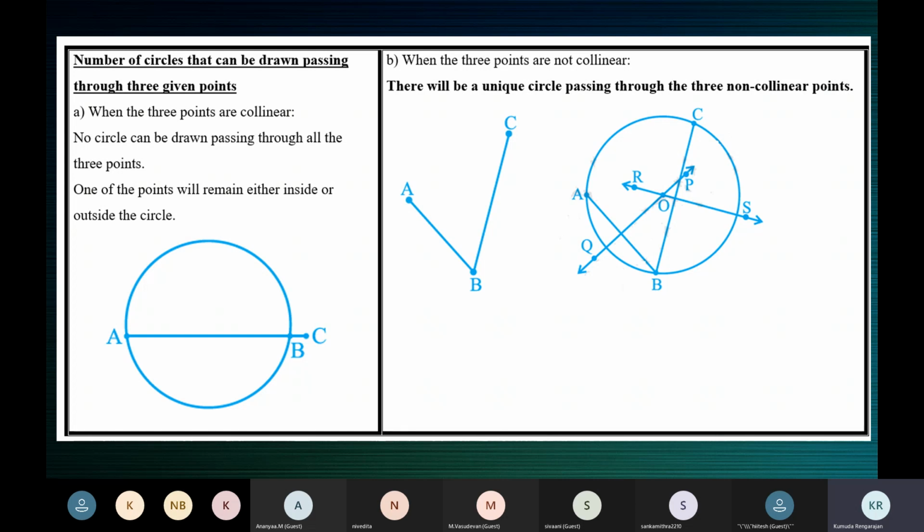Now 3 given points. When we have 3 points, we have 2 cases. The 3 points may be collinear, or the 3 points may not be collinear. If the 3 given points are collinear, you cannot draw even one circle passing through all the 3 points. That means no circle can be drawn. Because you can draw a circle passing through 2 points at a time, but the third point will be either inside or outside the circle.